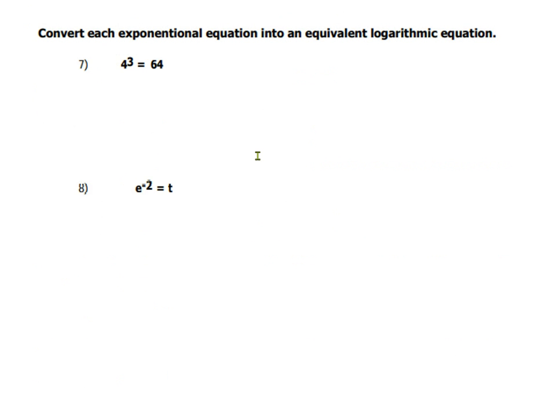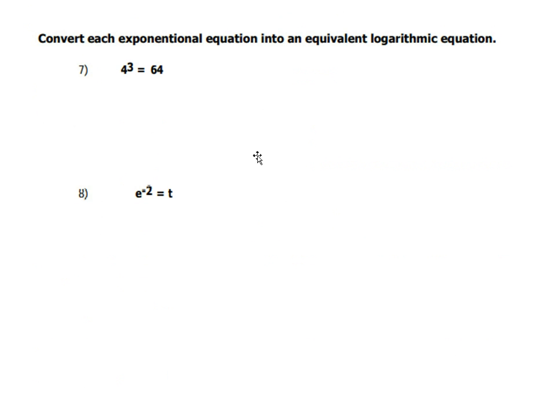And then 7 and 8 says convert each exponential equation into an equivalent logarithmic. Okay. Remember that the base in the exponential form is the same base in log form. So this will be log base, the same base here, which is 4. And then remember, logarithms are always equal to what the exponent is in exponential form. So that 3 is going to go here. And then the only thing you have left is the 64, so it's got to go there.